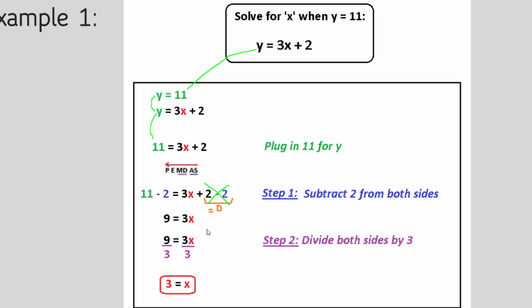So again, we're multiplying 3 times x. So to get rid of that 3, we need to take the opposite of multiplication, division. So we divide both sides by 3. On the right side, that leaves us with just x. On the left side, we have 9 divided by 3, which is just 3. So when y is 11, x is equal to 3. If we were to graph this point, it'd be the point 3, 11.